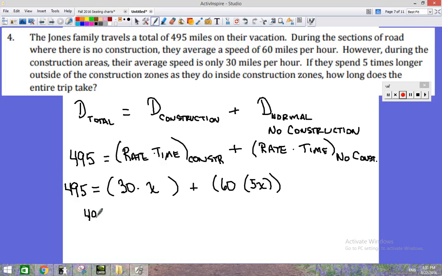So I've got 495 is equal to 30x plus 300x. So x is 495 divided by 330, 300 plus 30 is 330. Alright, let's use my calculator.